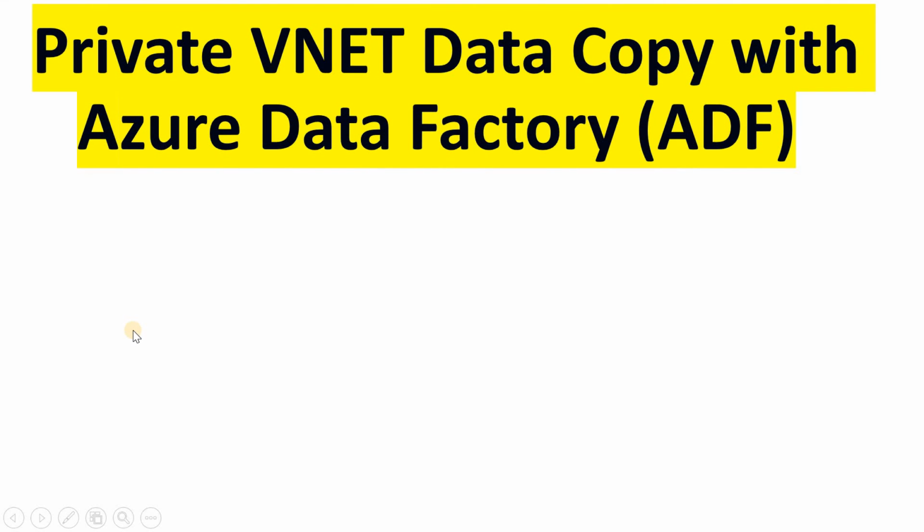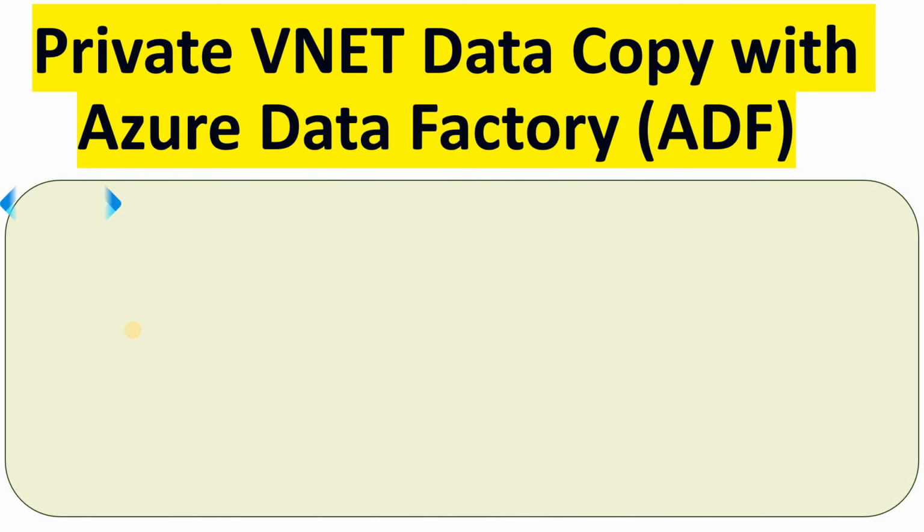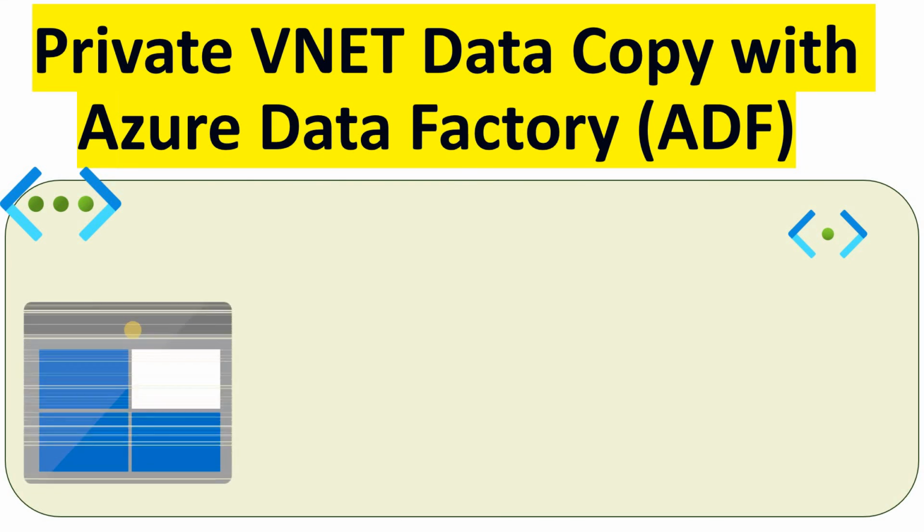In this video, we will see how to copy private VNet data using Azure Data Factory. Here we will have Azure Virtual Network as our private VNet, and then we're going to create a subnet within that Azure Virtual Network. Now here we will have our data that is stored in Azure Blob Storage, as you see on the screen.